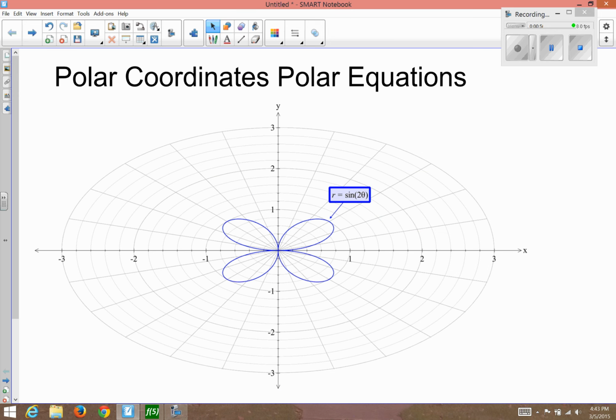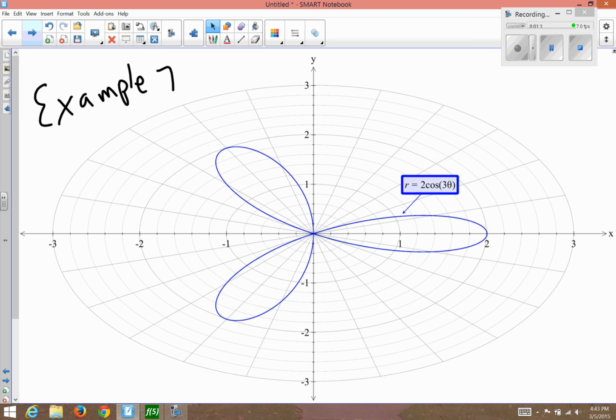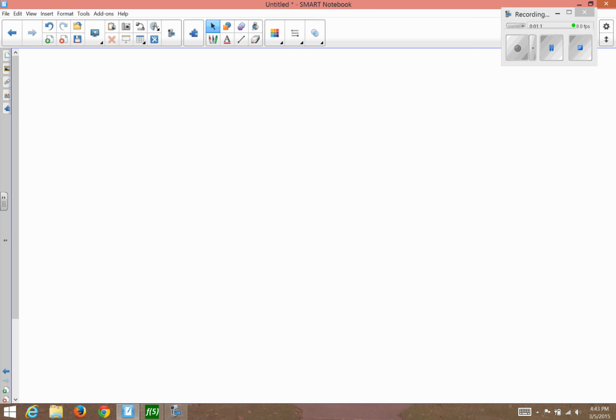And this r equals sine 2 theta. This graph is the answer to example 6. So we'll get to how to graph these with a calculator and without a calculator after we go through an introduction to polar coordinates. And we'll start with example 1.